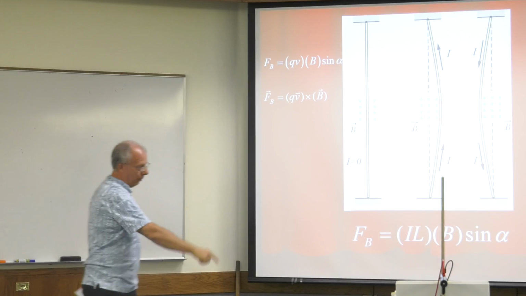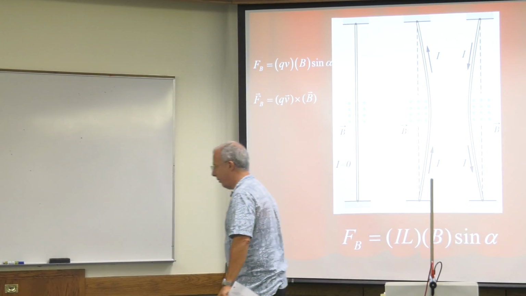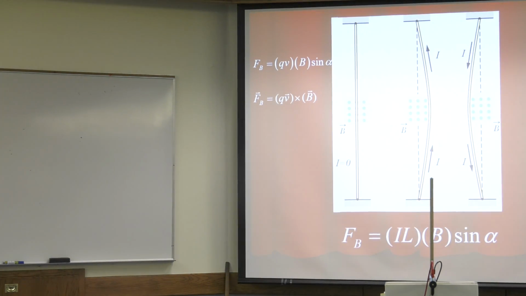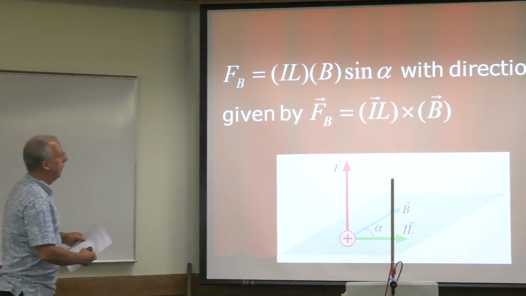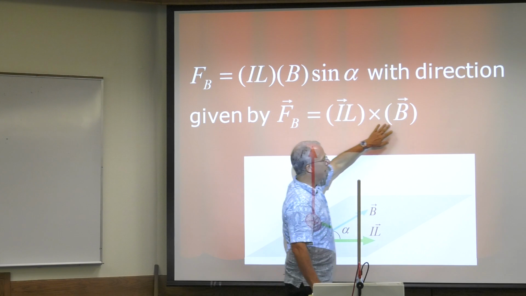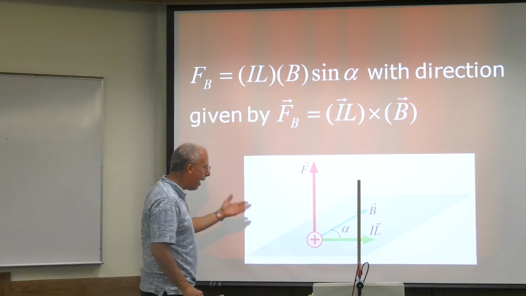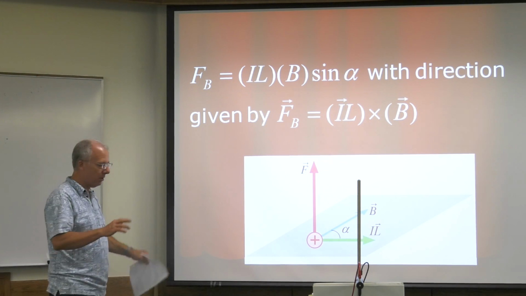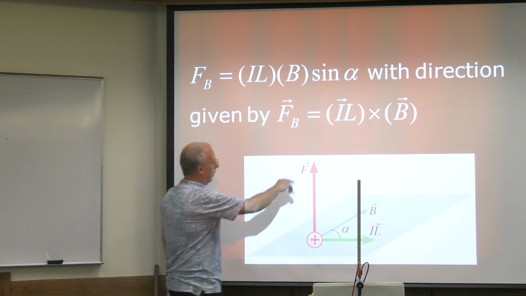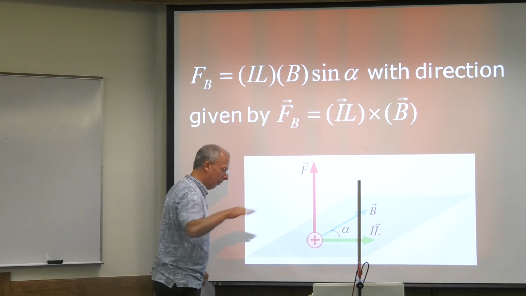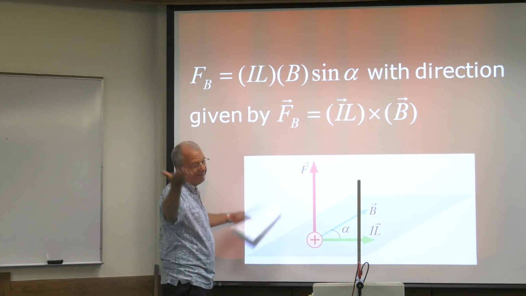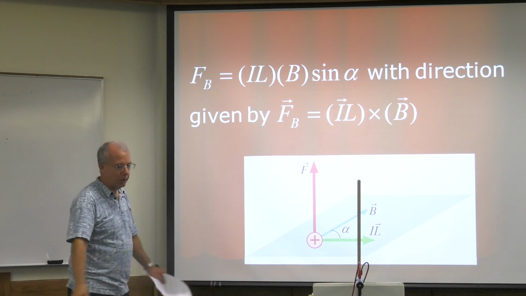This is the magnitude. Well, what do you suppose the direction is? Just like we had before. So that's the magnitude. The direction is IL cross B. Same kind of thing as we had before. So if you understood the previous force law, this is nothing new. Again, you stick your right arm in the direction of IL, put your palm towards B, and thumb is the force. So you should be good at that.